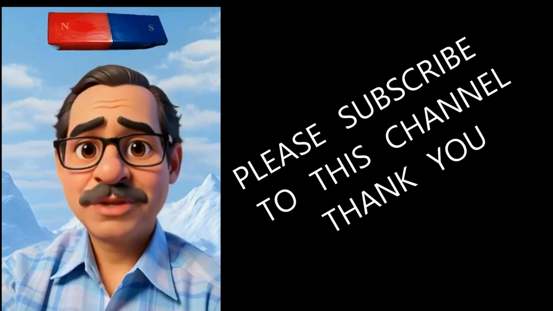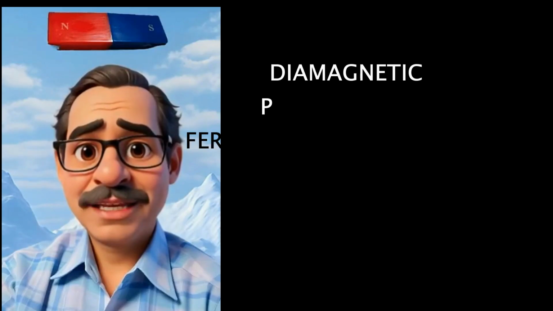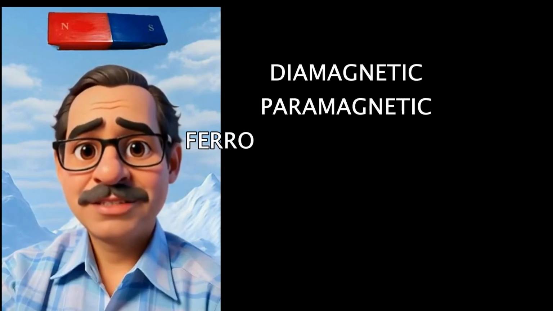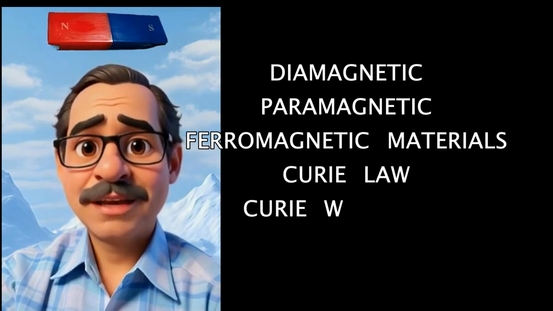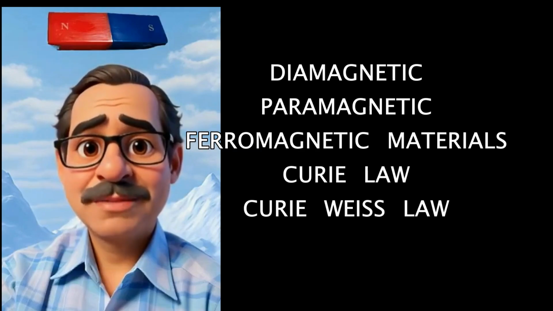Dear students, in this video we are going to study about the classification of magnetic materials. What are the magnetic materials? They are diamagnetic materials, paramagnetic materials and ferromagnetic materials. We are also going to study about the Curie's law and also about Curie-Weiss law.